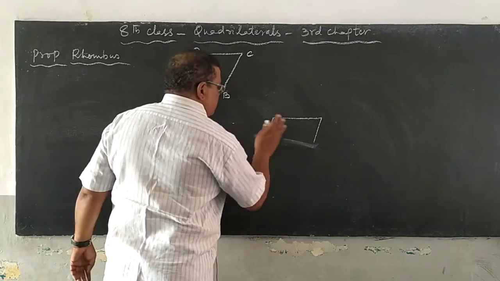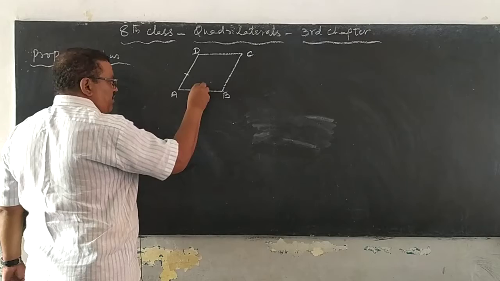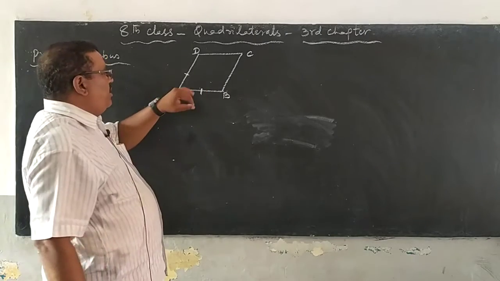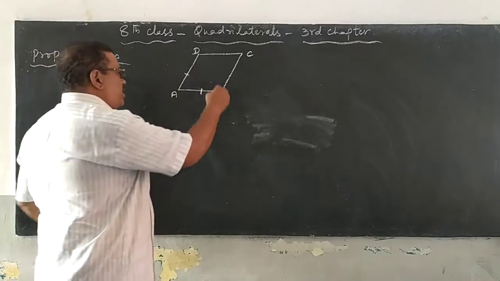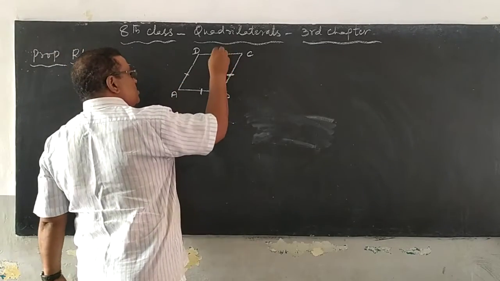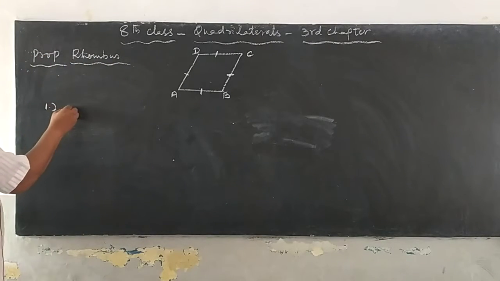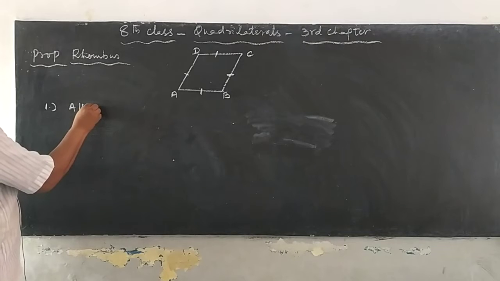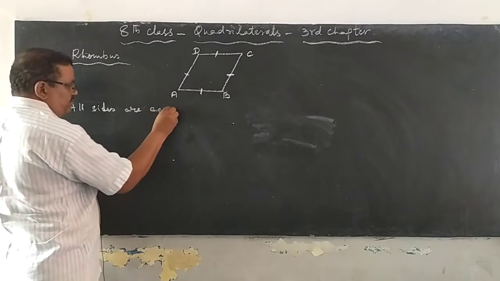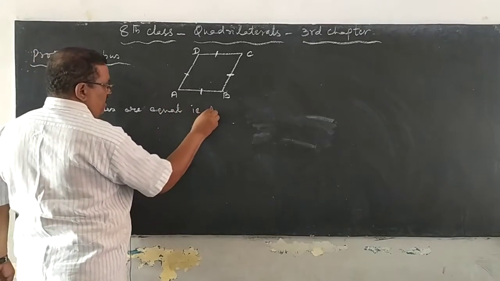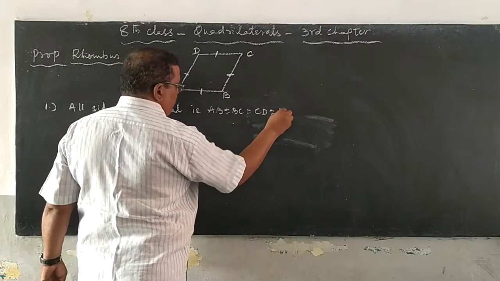Here, one time just see the properties of rhombus. Here, if these two sides are equal, already in the properties of parallelogram opposite sides are equal. Automatically, these two sides are also equal. That is, first one is all sides are equal. That is, AB equal to BC equal to CD equal to DA.